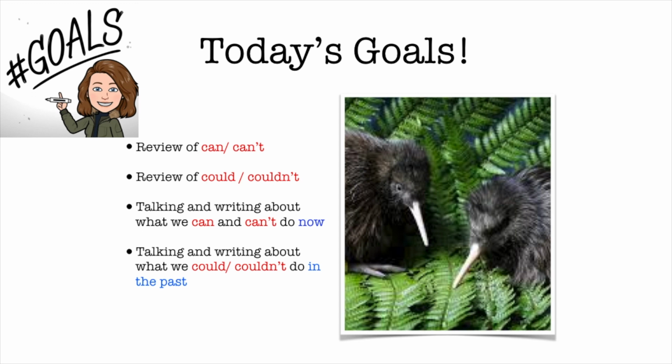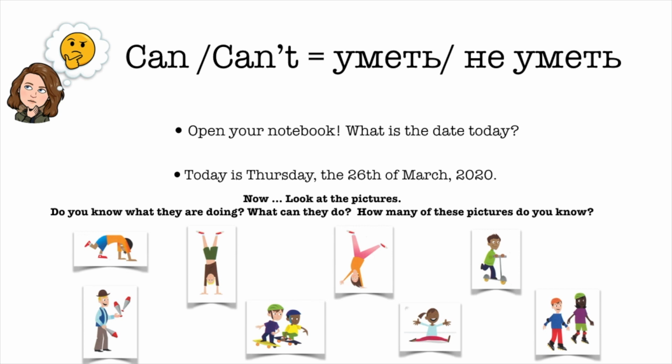For most of you, this is not a new topic. This is something you may already know, but it never hurts to review. So let's go. As you know, can and can't in Russian is уметь, не уметь. What can I do? What can I do?